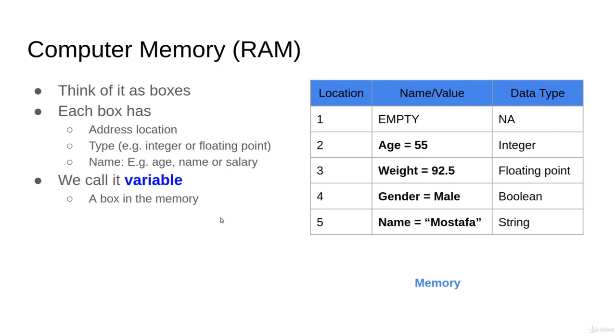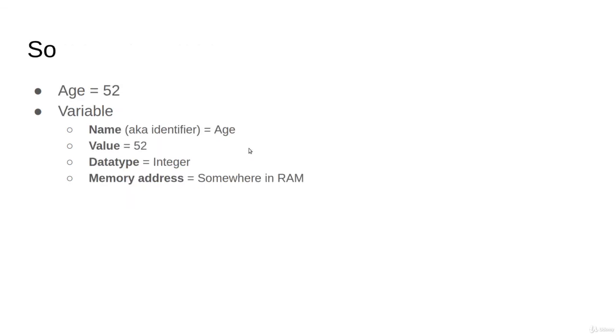The memory has boxes. Each box has a location like 1, 2, 3, 4, 5. And each box has some name, for example age, weight, gender, name. And it has a value: 55, 92.5, male, Mustafa, and so on. So overall, age equals 52: the name is age, we also call it the identifier, the value is 52, the data type is integer, and so on.